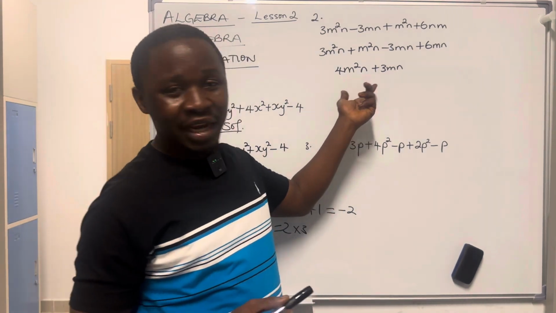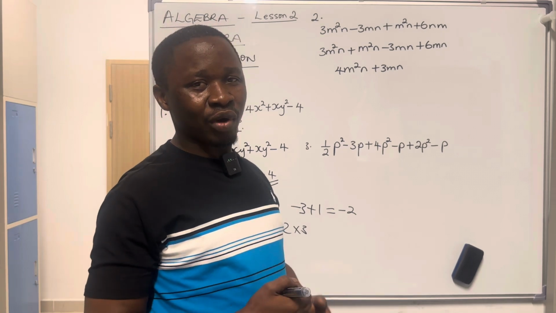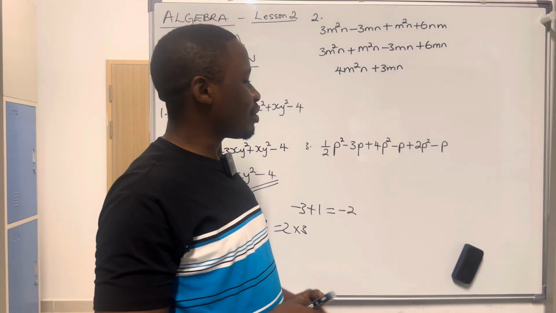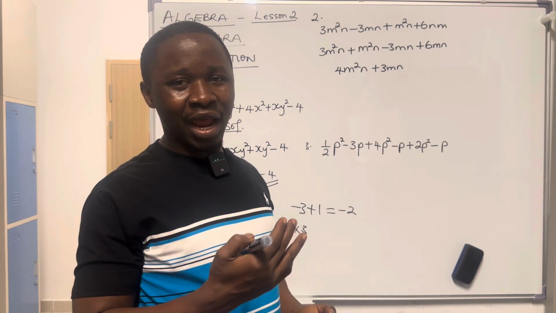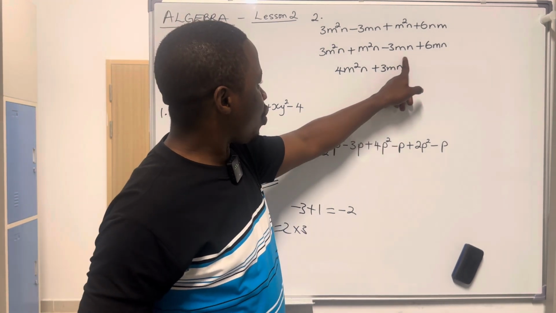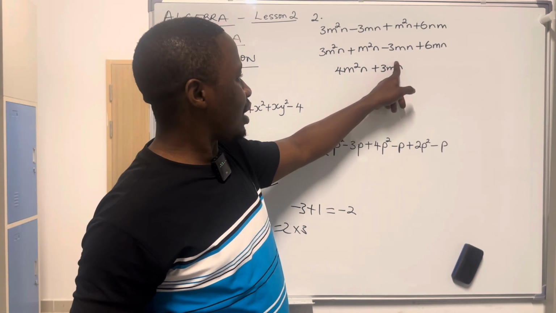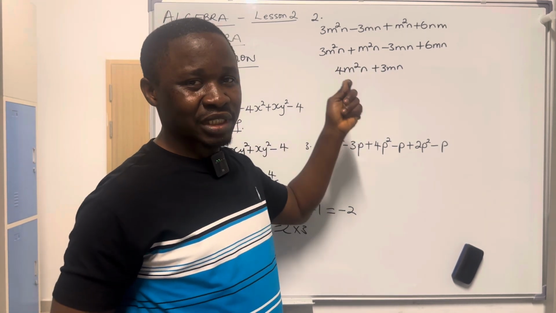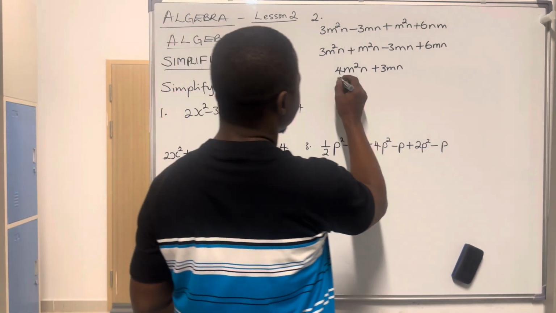Do you think we can add these two? No, we cannot add them. Why? Because they are unlike terms. Unlike terms, we cannot add them. We cannot subtract them. What makes them unlike? n1, n1, they are the same. M power is 1, m power is 2. That makes them unlike. So unlike terms, we cannot add them. So this is the result we have.